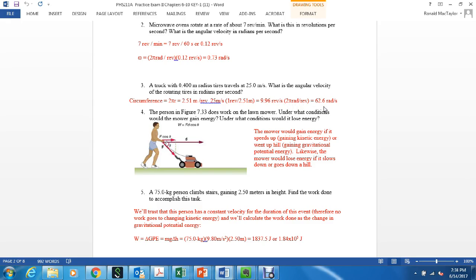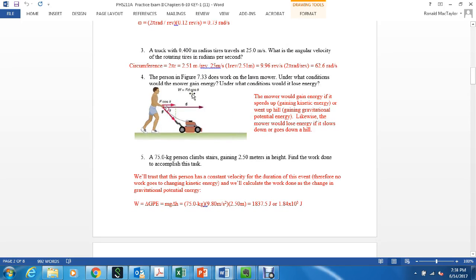Probably a lot easier to do v tan equals r omega, and then omega equals v tan, 25, divided by r, 0.4. And that would be radians per second. Why is that a different answer? It's not. 25 divided by 0.4 is 62.6. So you get the same answer.